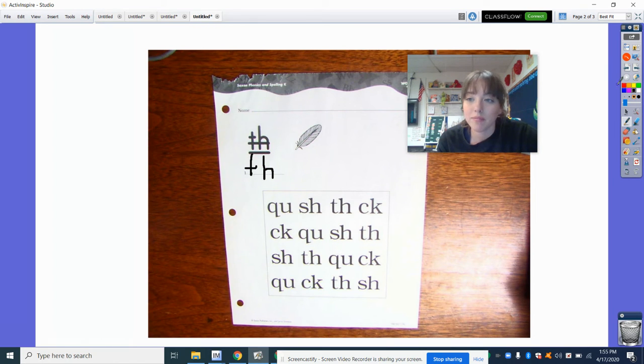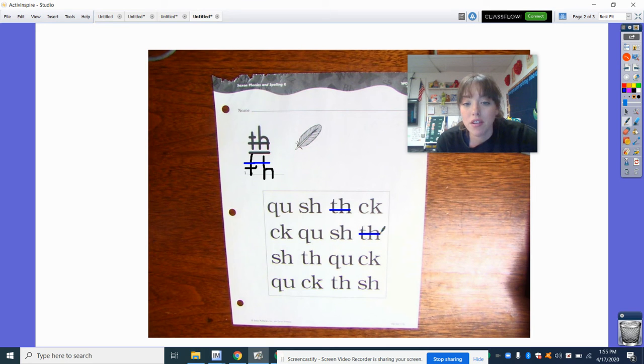And then in a different color, I would like you to put your line through your T and your H so you remember that this is a voiced digraph. What we're going to do right now is you're going to find the TH digraphs. I want you to put your voiced line in blue on all the TH digraphs that you see.